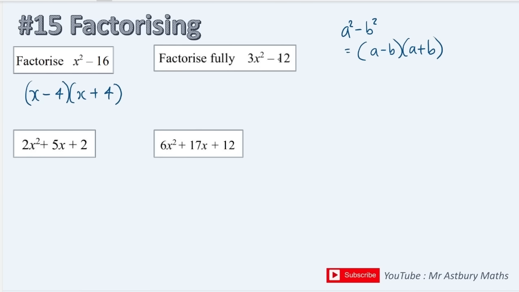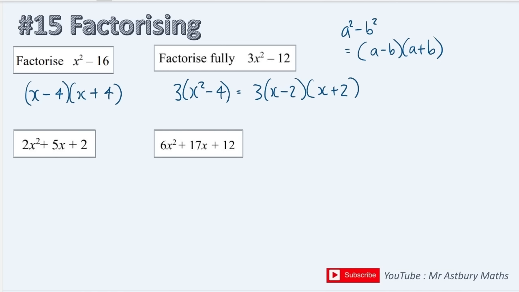Now this one is a hidden difference of two squares. It doesn't look like it, but when we take out the common factor of 3, we'll get 3 times x squared minus 4. And we're not quite done there, because it does say factorize fully, and there is another hidden difference of two squares here. So I keep the 3 outside, and the square root of x squared is x. We put a minus in one and a plus in the other, and the square root of 4 is 2. And that is now factorized fully.